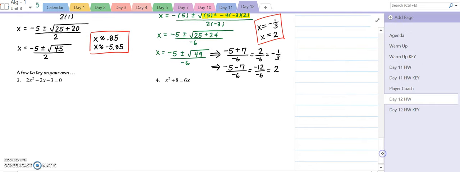So what we want you to do before you come to class tomorrow, do 3 and 4 on your own, use your calculator if you need to, round to 2 decimal points the same way we did.